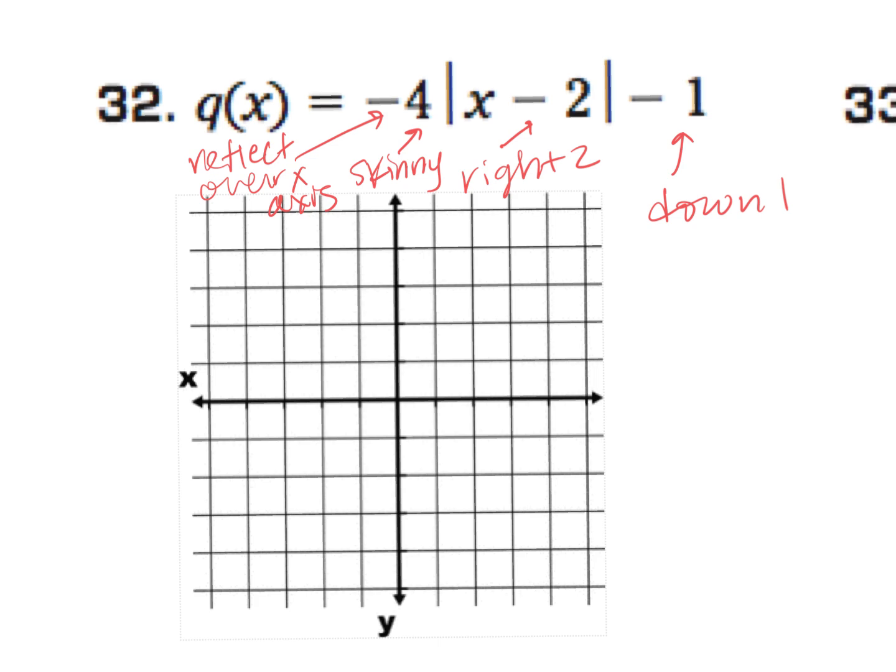So my original v, we're going to take it right 2 and down 1. We went right 2, then we went down 1. Then I need to reflect it. Whoosh. Then I need to make it skinnier. Whoosh. So I'm just going to say, man, this has got to be skinny mini. Reflected.